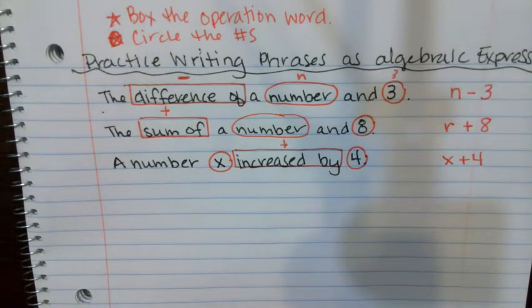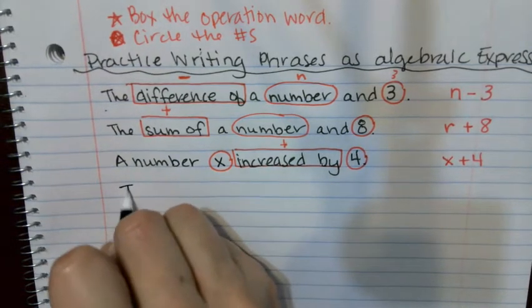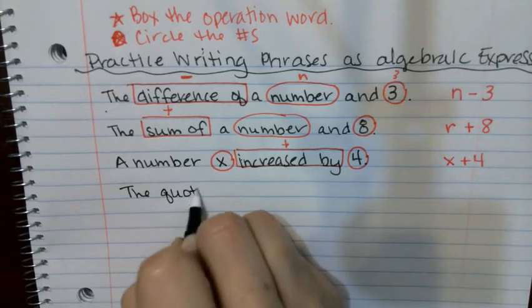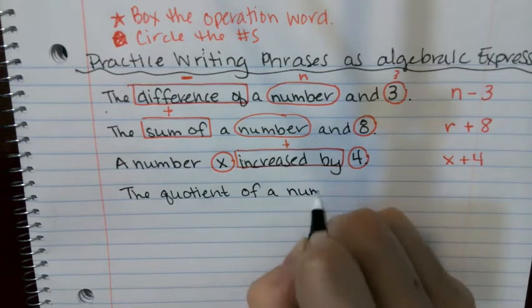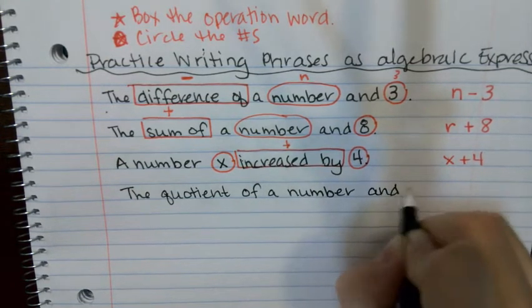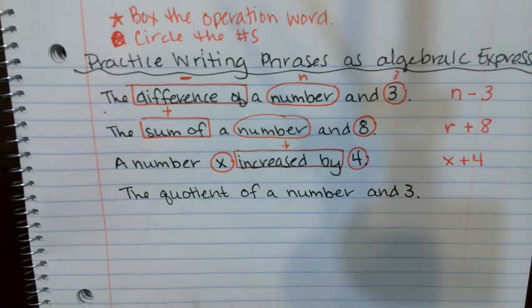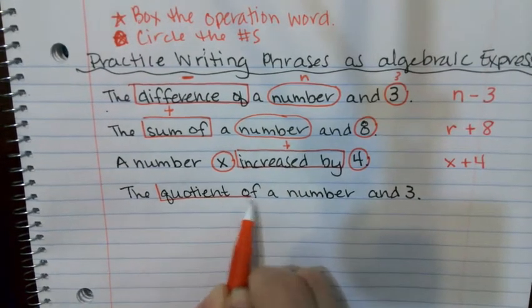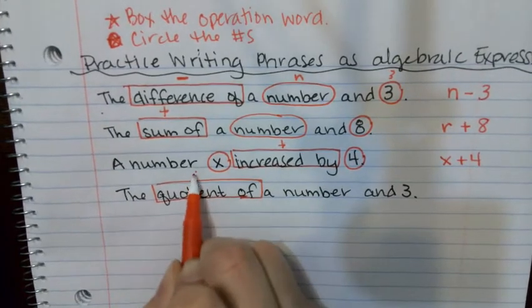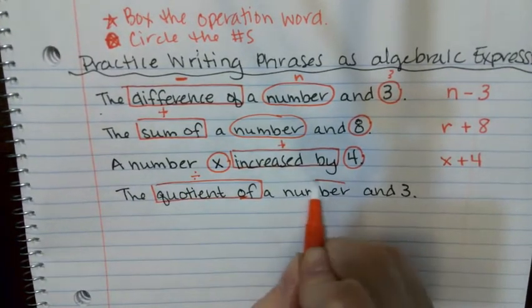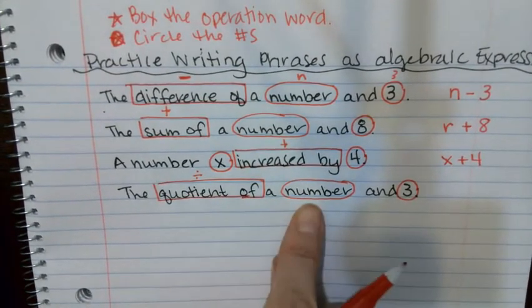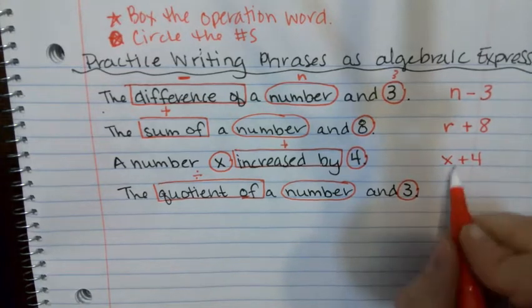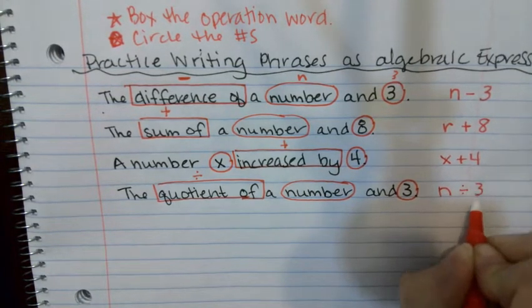What about the quotient of a number and 3? The quotient of. So I'm going to put a box around quotient, even quotient of, because that tells me I'm dividing a number. I don't know which number, so I get to make up my own, and 3. So I'm dividing a number n, or whatever number I want, divided by 3, since I said n.